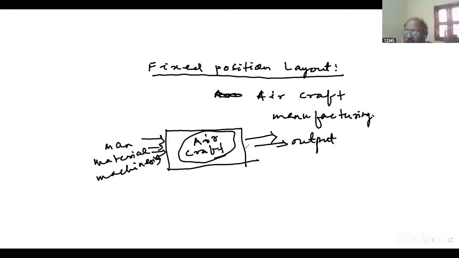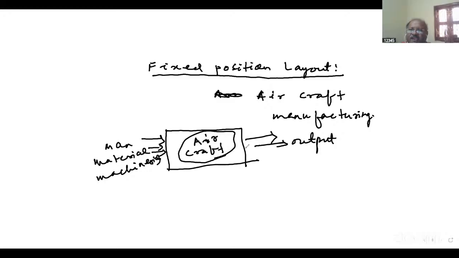That's why the question may ask, which type of layout is suitable for manufacturing bulk size products? So your answer is what? Your fixed position layout. Because it is appropriate only for manufacturing your bulk size products, as I told you. An example of fixed position layout is construction, where the building stays in one place.